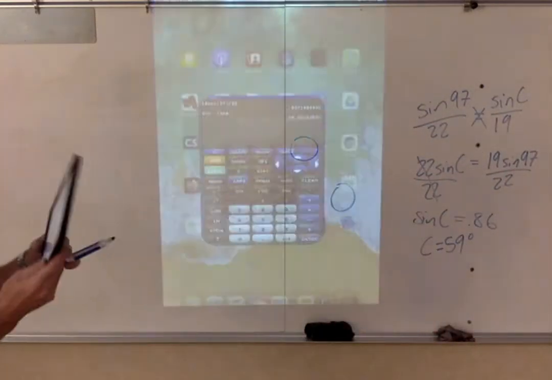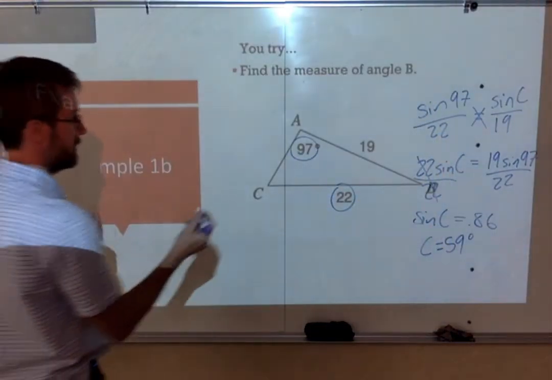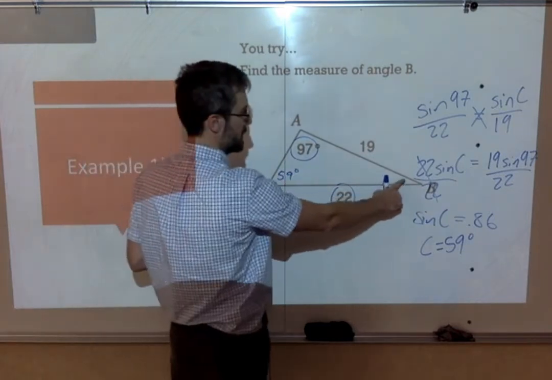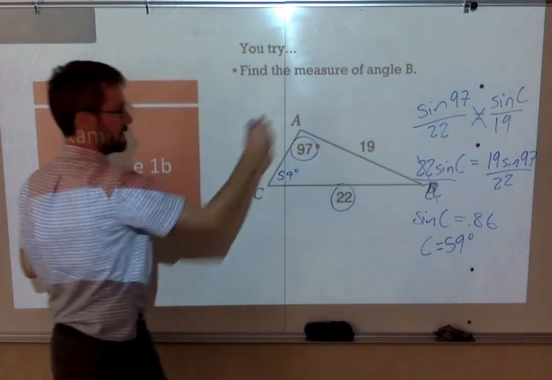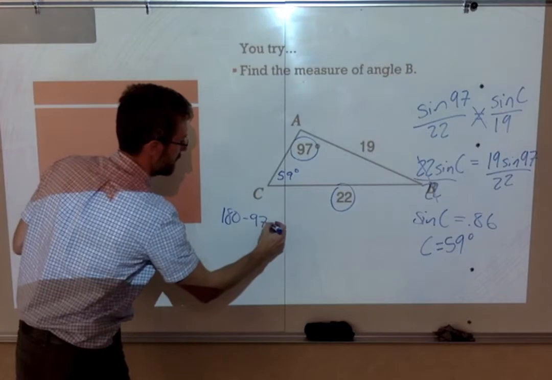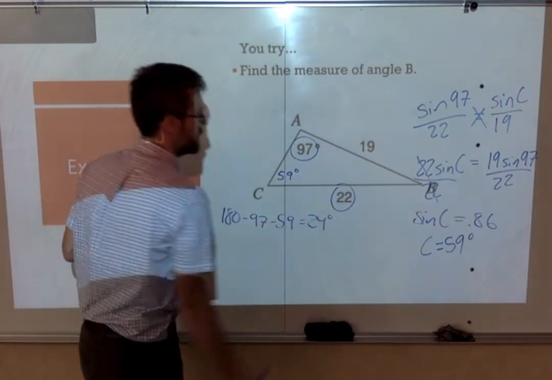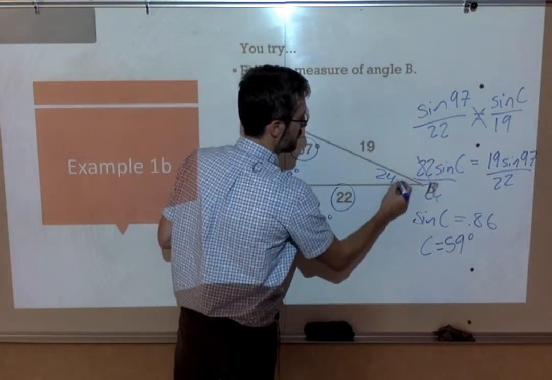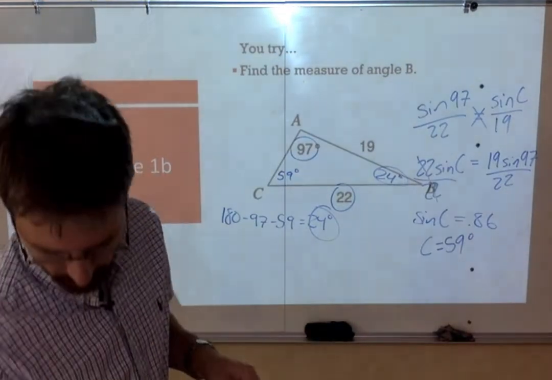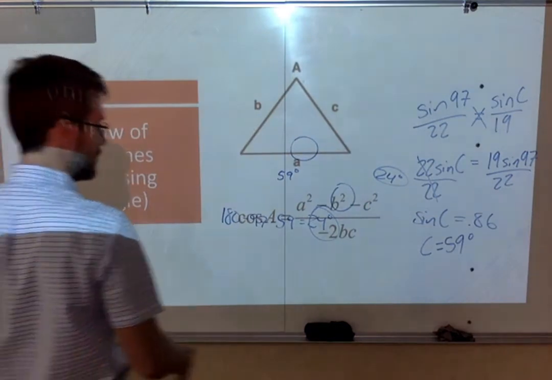Now, that doesn't answer the question though, does it? We figured out this angle, but we really need to know angle B to solve the problem. Well, 180 minus 97 minus 59 is 24 degrees. So that is our solution. All right, so law of cosines.